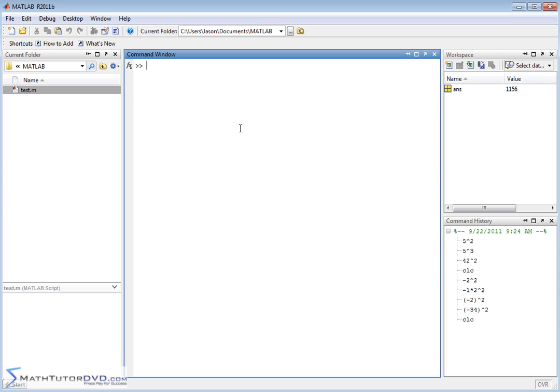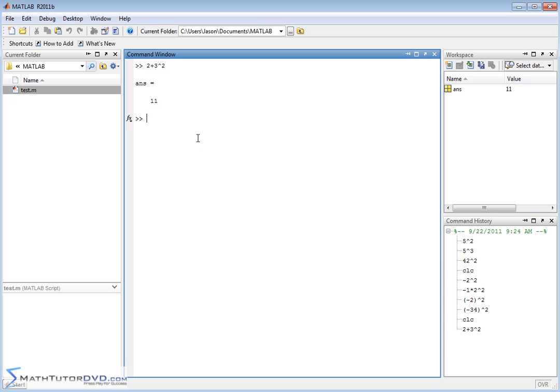Now these exponents can be, of course, used along with calculations involving addition, subtraction. You can kind of mix them all together. So if you had something like 2 plus 3 squared, of course MATLAB will get the answer, and the answer is 11. Now the way it works is order of operations. It does the exponent first. 3 squared is 9. 9 plus 2 is 11.